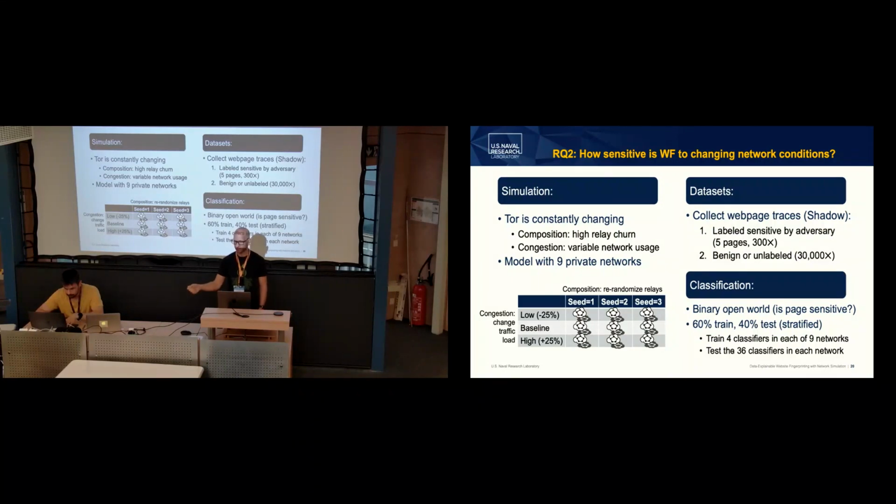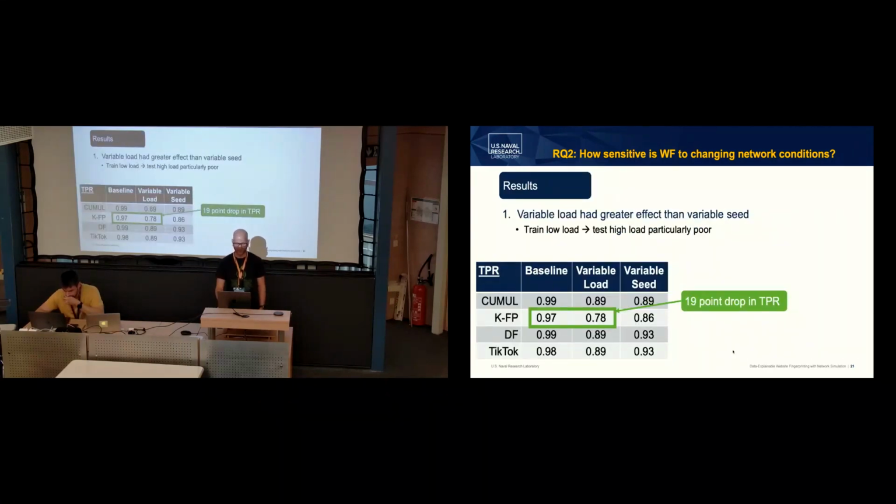That gives us 36 classifiers. And for each of those, we test them in each of the 9 networks. So we have a lot of results. I think there's like 4 pages of results in the appendix in our paper. So I'm only giving you a drop in the bucket here. But one of the main results we found was that variable load has a much greater effect than a variable seed on website fingerprinting accuracy.